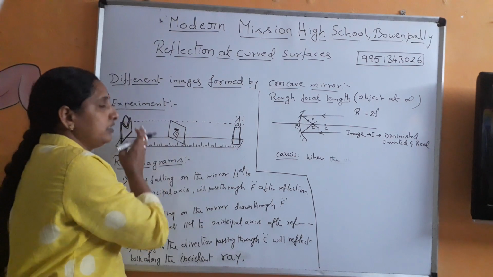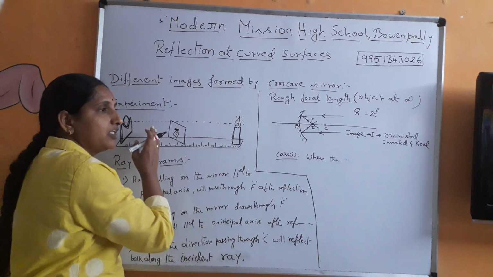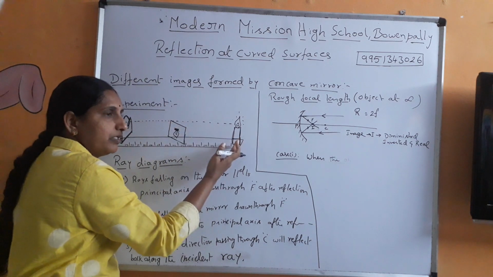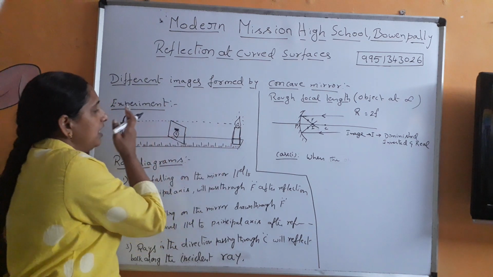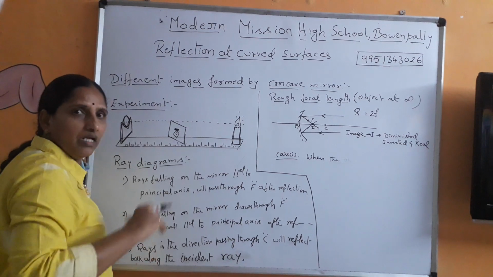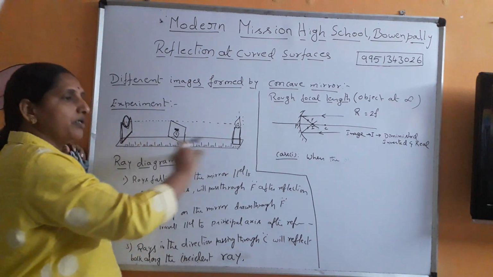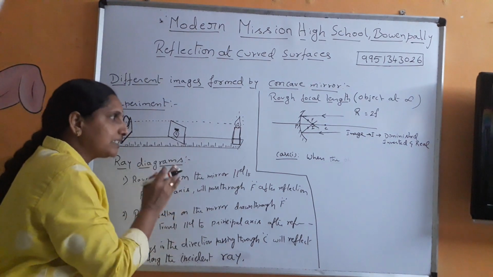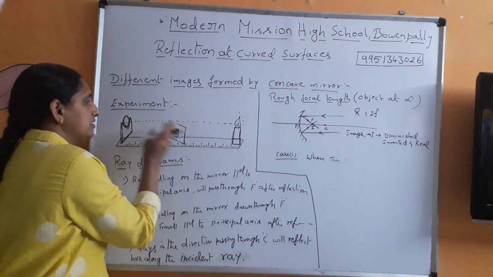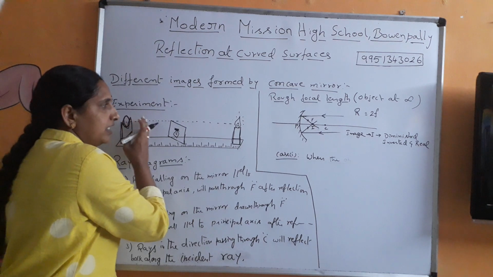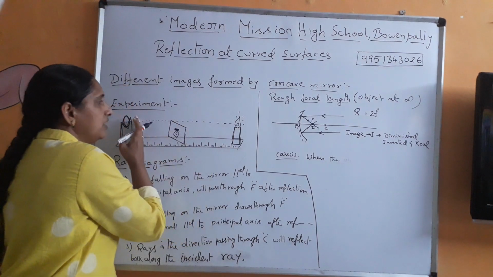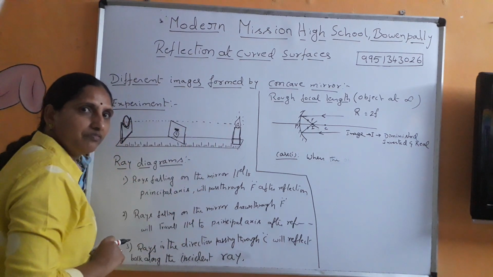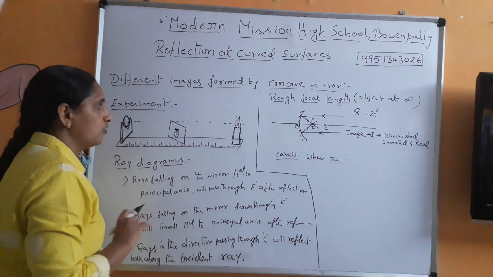After determining the focal length, you can start doing the experiment, keeping the object at different places: away from the focal length and between the focus and the mirror. You can do it in these two methods. In your textbook it is given that you take the screen near the mirror, and as you move away, you will see different kinds of images formed.